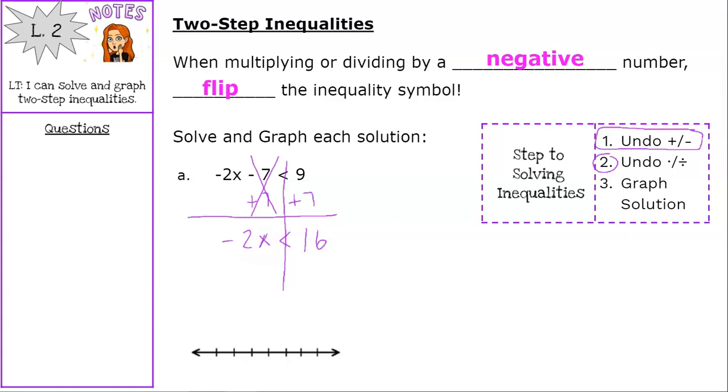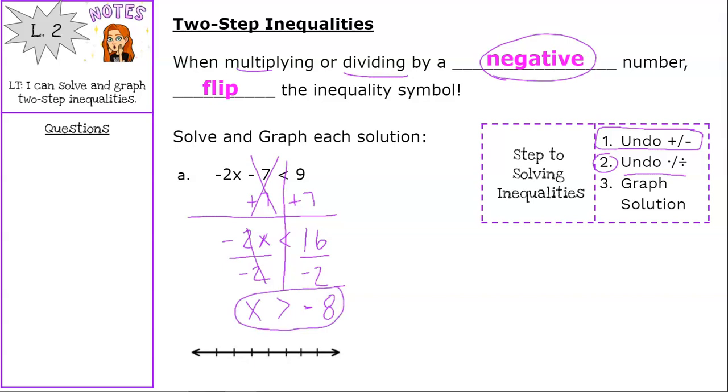Now we're going to do step 2, which is undo multiplication and division. We have multiplication here, so we have to undo that with division. We're going to divide by that negative 2. Now remember, when we multiply or divide by a negative, and right now we're dividing by a negative, we're going to have to flip that inequality. So I'm just going to flip it right now. Instead of being a less than, it's going to become a greater than. The negative 2's cancel, leaving us with x. And then 16 divided by negative 2. Positive divided by a negative is a negative. 16 divided by 2 is 8. So our answer is x is greater than negative 8.